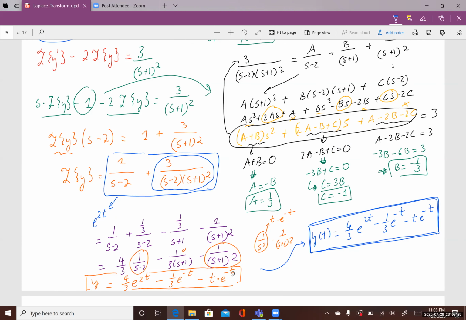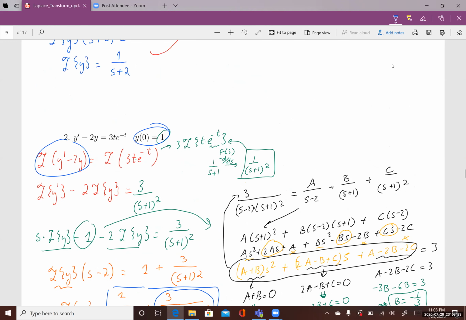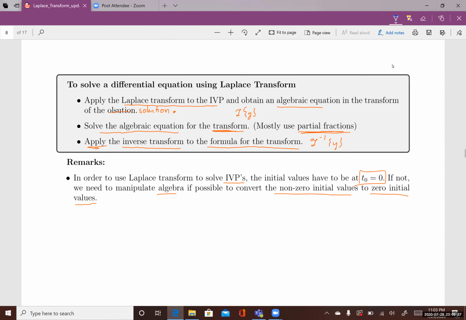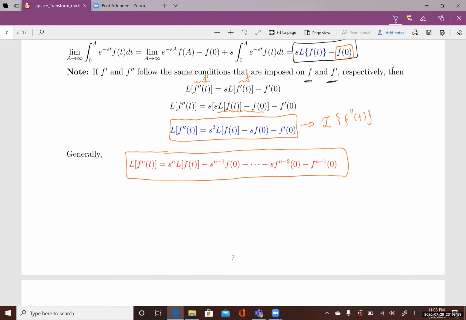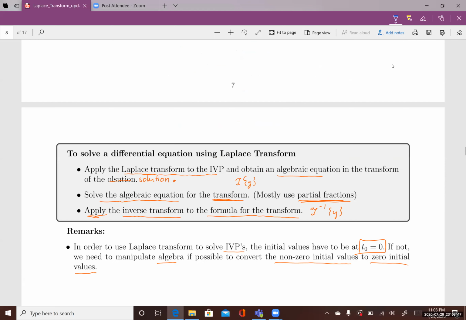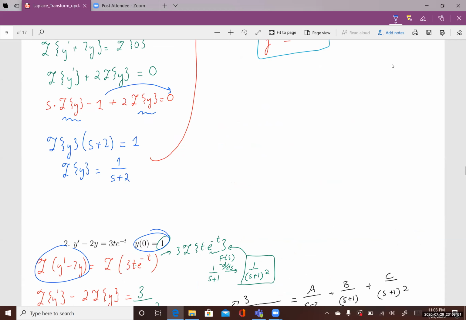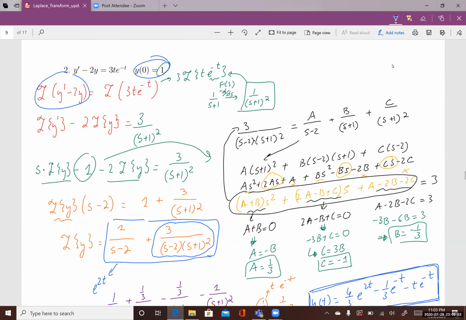Okay, so here are the two examples of how to use Laplace transform to solve first order IVPs. And for the second order IVP, you just need to use this formula here to translate the differential equation into Laplace transform. And again, you just need to solve for the Laplace transform and then find the inverse functions, so then you find the final solutions for the IVP.